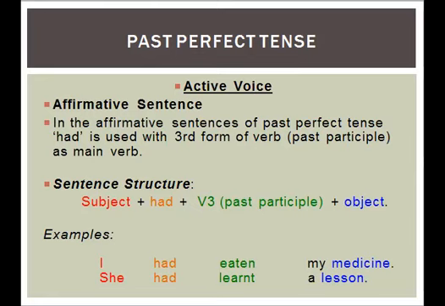I had eaten my medicine. She had learned a lesson. If you compare it with the present perfect tense, the only difference is that in the present perfect, you use has or have, whereas in the past perfect, you simply use the helping verb had.